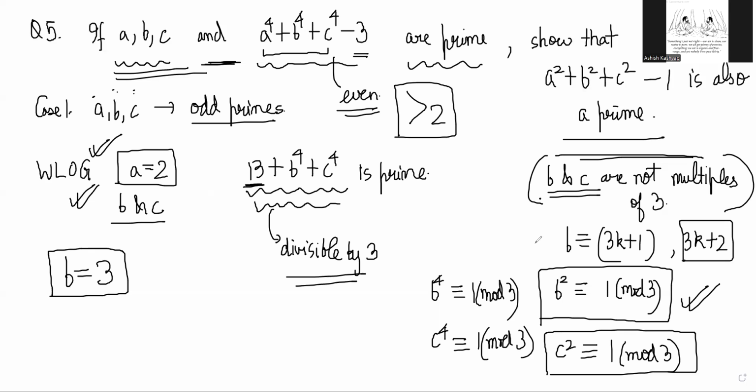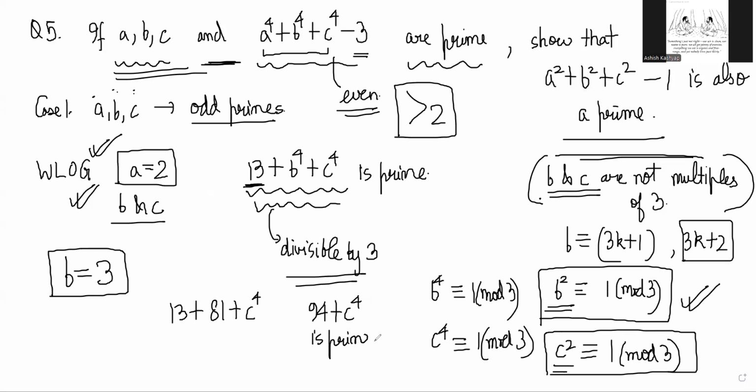Now, looking at mod 3, b square and c square come out to be 1 mod 3. So this means it is not possible unless one of them is 3, because it cannot be divisible, since it is prime. So as soon as b is 3, we calculate the same expression: 13 plus 81 plus c power 4. So you are getting 94 plus c power 4 is prime.